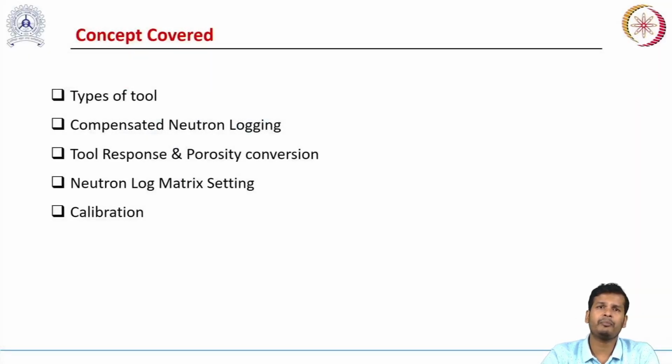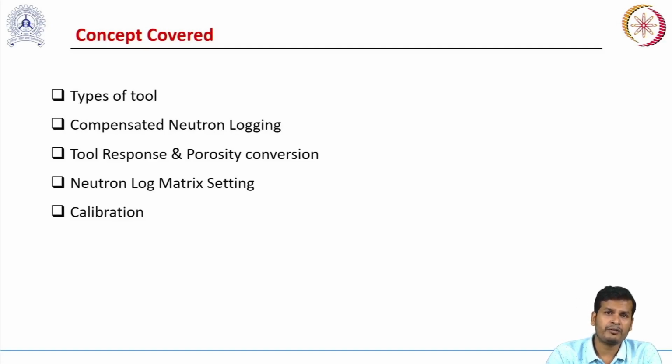So we will be discussing different types of tools. How many types of tools are there? Basically, all these tools differ in the type of detector. Some tools may have a gamma ray detector to monitor the capture gamma ray. Some tools may have a thermal neutron detector, and some tools may have an epithermal neutron detector. That means all these three can be monitored or recorded at the detectors.